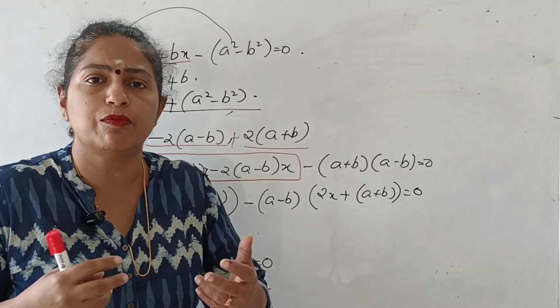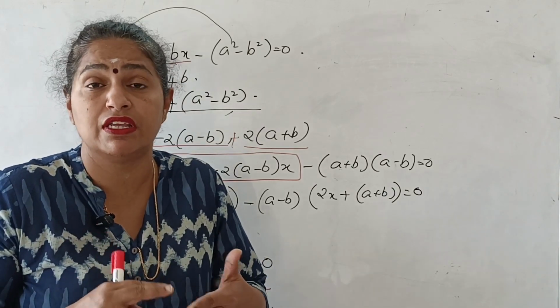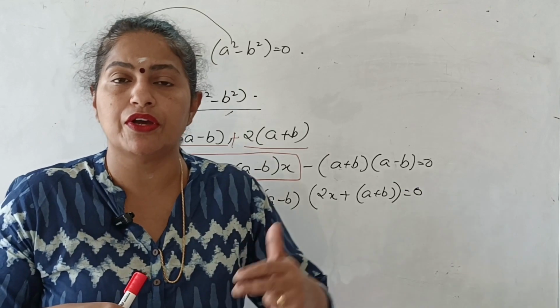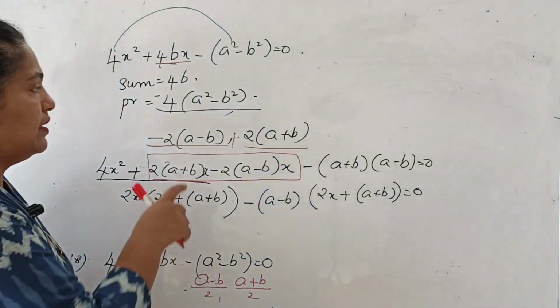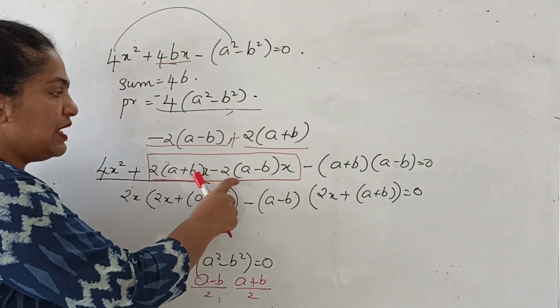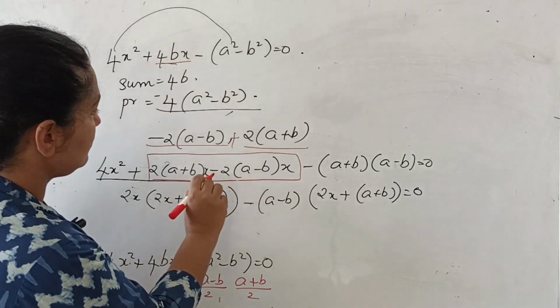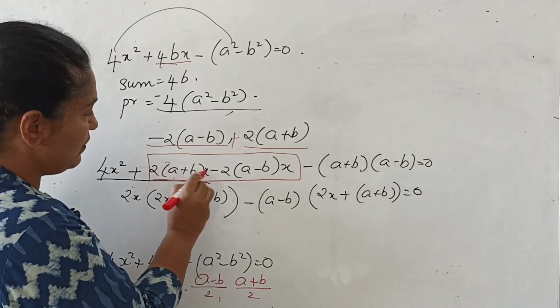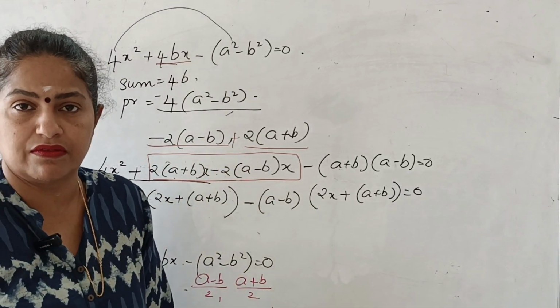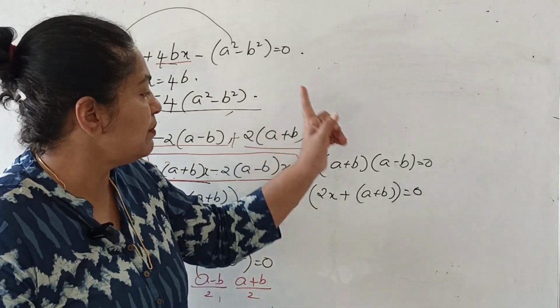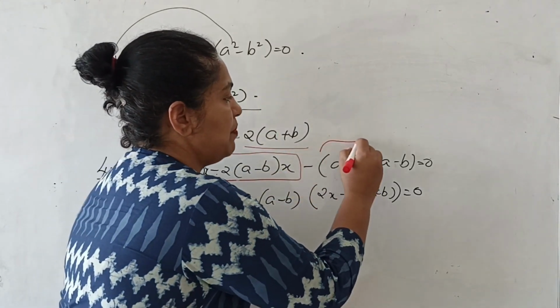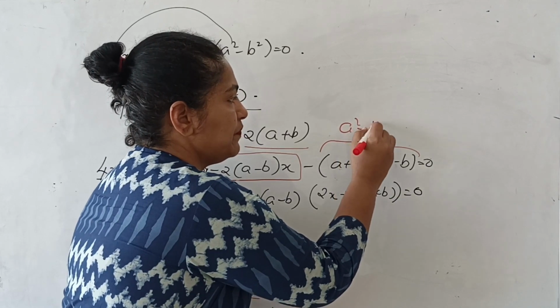Whenever we are identifying, suppose there are two numbers which we have identified as 5 and 2. How do you split the middle term? 5x plus 2x. Similarly, 2 into a plus b into x minus 2 into a minus b into x. Okay, and a square minus b square I have written as a plus b into a minus b.